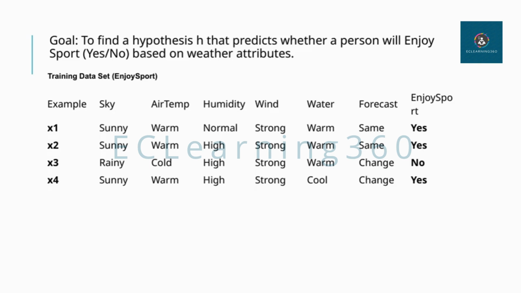By analyzing these examples, we can start to see patterns and factors that influence whether someone will enjoy the sport or not. The ultimate goal here is to develop a hypothesis that captures these patterns, allowing us to make accurate predictions based on weather attributes in future situations. This process is fundamental in machine learning, where we aim to find models that generalize well to new, unseen data.